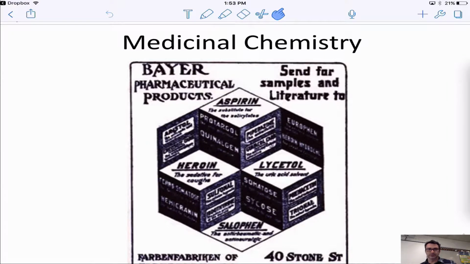Everybody. So today I'm going to introduce medicinal chemistry to you, talk to you a little bit about some of the types of tests that are done to make a drug safe, also some of the key terms that you need to know about dosages.